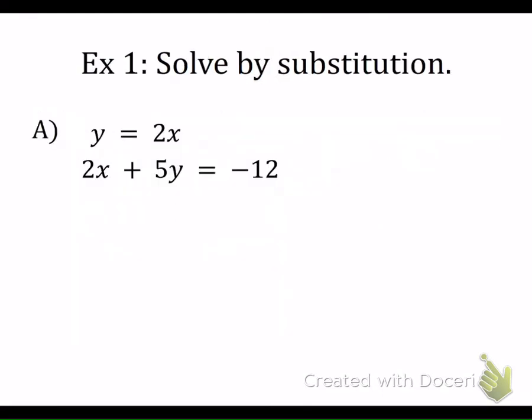So here you go. Example 1. So we have y equals 2x. That's our first equation. Second equation is 2x plus 5y equals negative 12. Do you see how the first y is already isolated? That's what we meant when we said like coefficient of 1. Technically, it's a 1y, right? It's already by itself, so we're good to go.